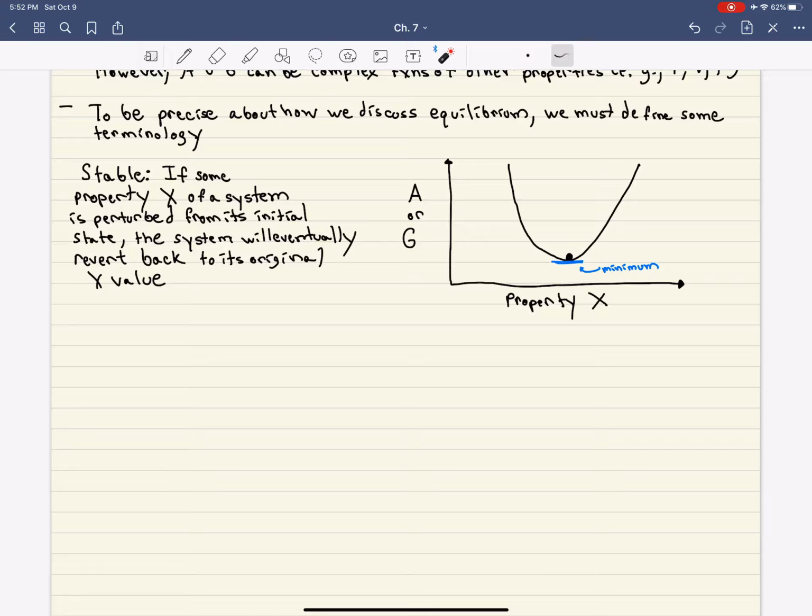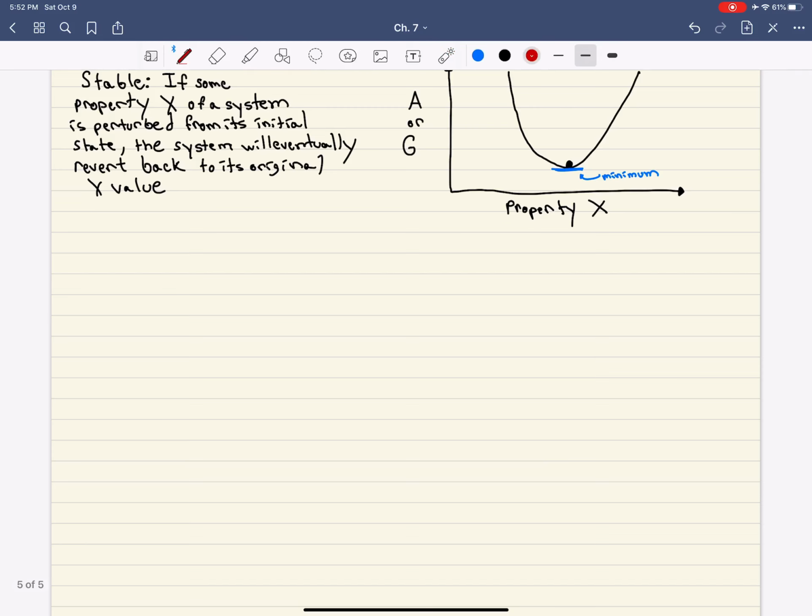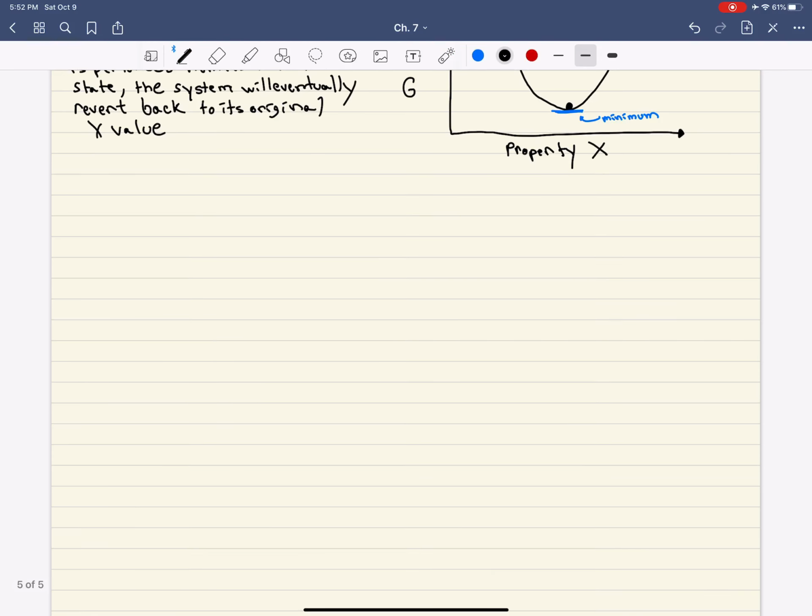Okay? If we have a situation like that, we would say that the system is stable, right? It's always going to return back to its original equilibrium state. Okay, so that's what we mean by stable. The next term I want to define is metastable.